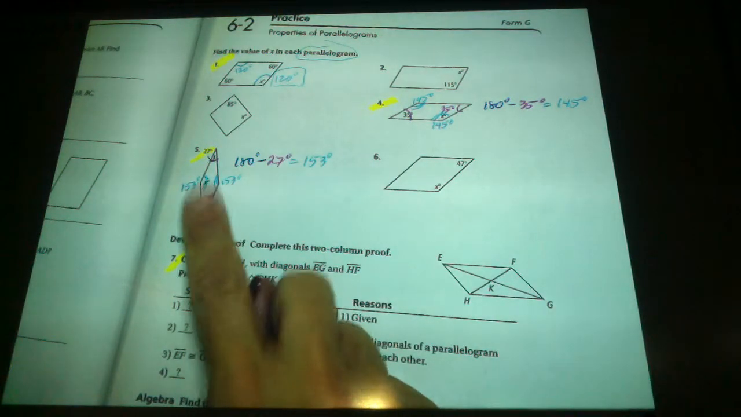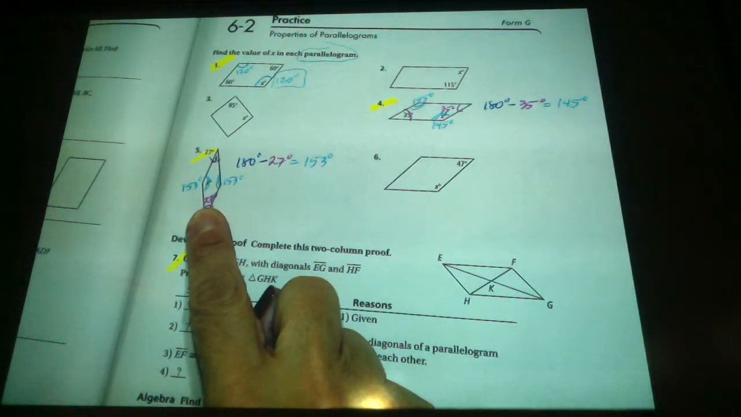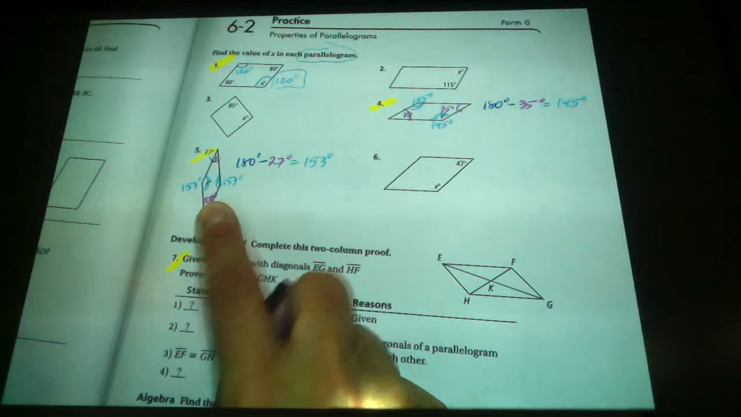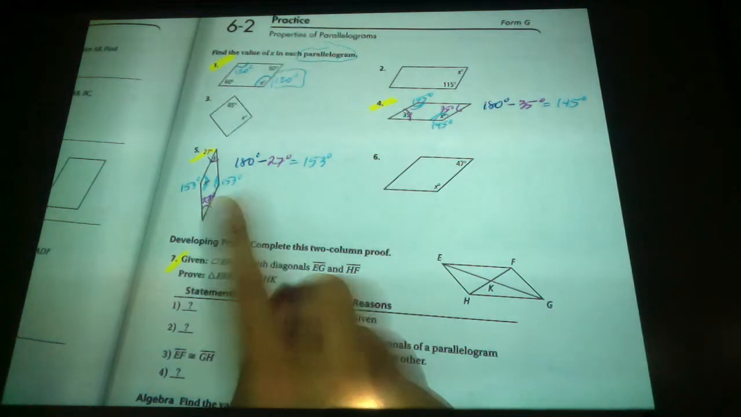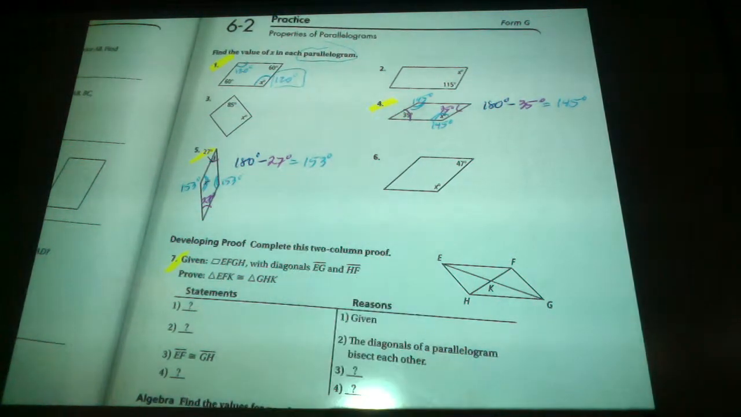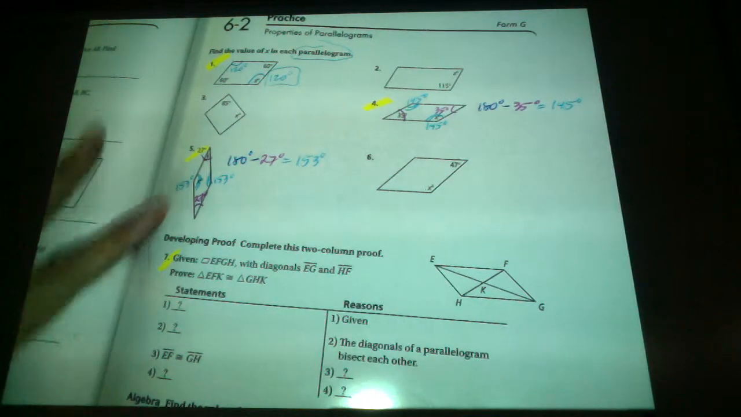And then same thing down here. If that's 27, this is 27. These are adjacent, so they're also consecutive. They should add up to 180. You subtract 27 from 180, you should get 153. And so the opposite angle is 153. So let's look at the proof.